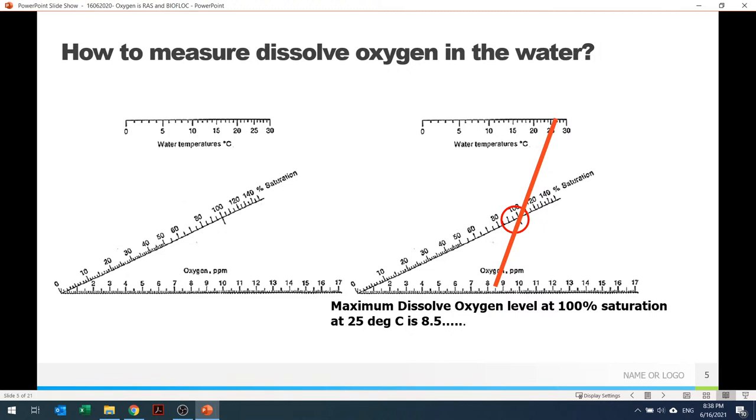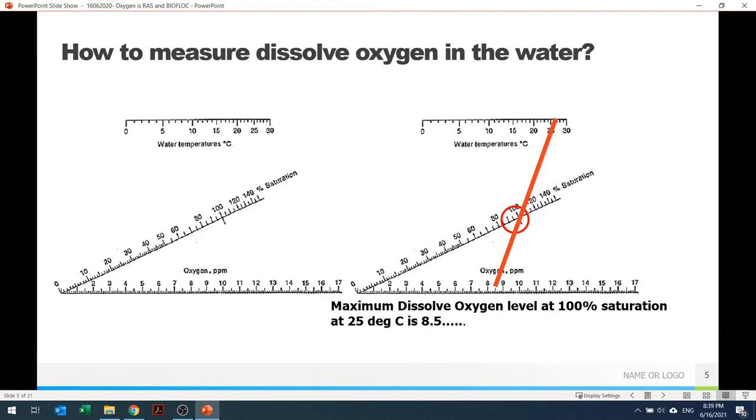Okay. So in normal cases, what we use is what we call an oxygen nomograph. So how do you read this? You read the slanted line called a saturation curve, right? Which gives you 0 to 100%. And basically, what most probes read is actually saturation values. For example, if it reads 100% saturation, what does that mean, right?